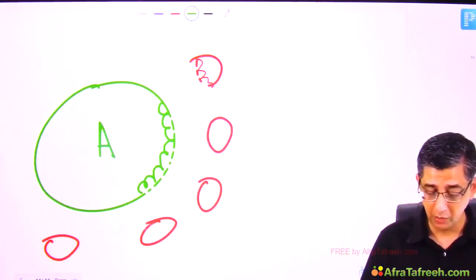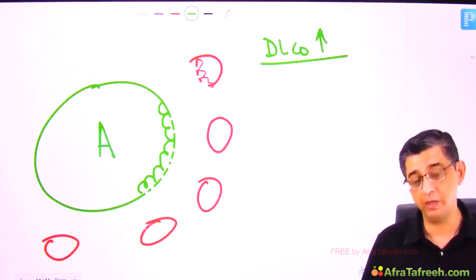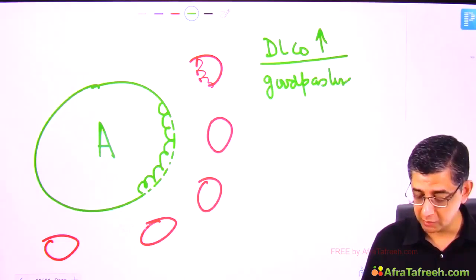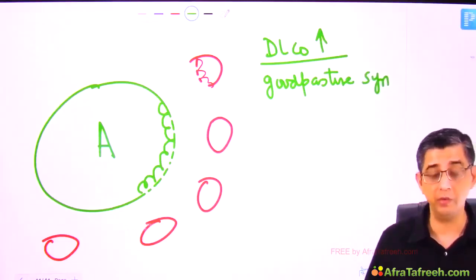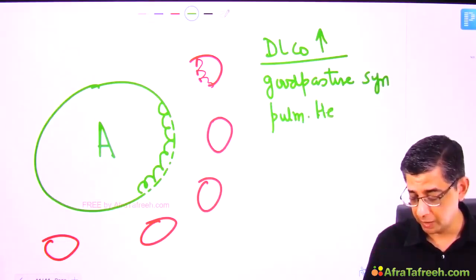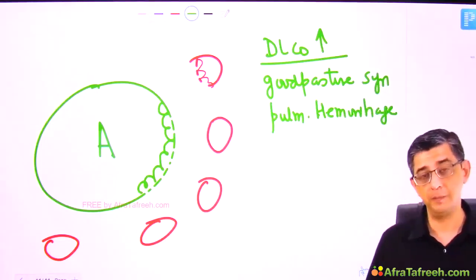So if he says what are the conditions in which diffusion capacity of the lung for carbon monoxide can be increased, then the answer would be Goodpasture syndrome, which will have antibodies against the basement membrane, and therefore the person can even have bleeding, that is hemoptysis. He can either write the word Goodpasture syndrome, or he can write the word pulmonary hemorrhage syndrome, and you can understand that this would form an all-except question.